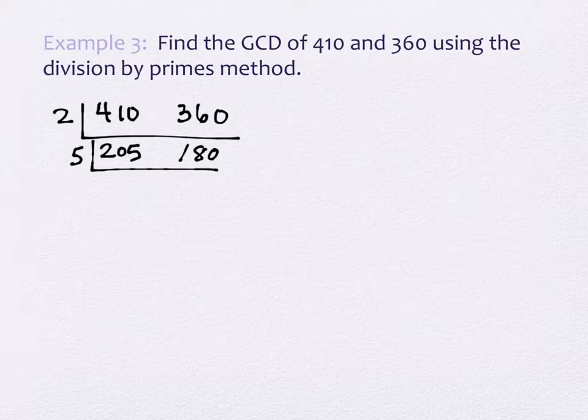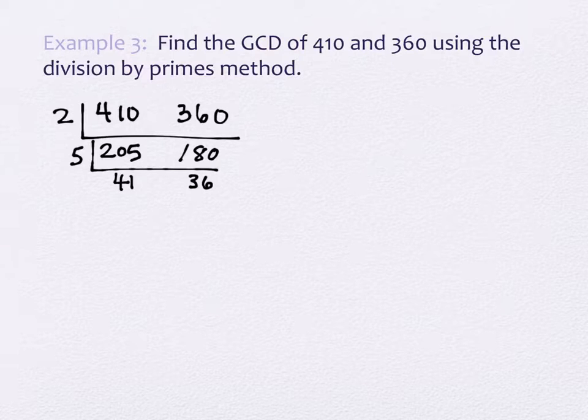So what is 205 divided by 5? 41. And what is 180 divided by 5? 36. Okay, now there's 2 ways right now that you can know you're done dividing. The first way is that you might look at 41 and recognize 41's prime. And if you do that, that's great, you'll know you're done.